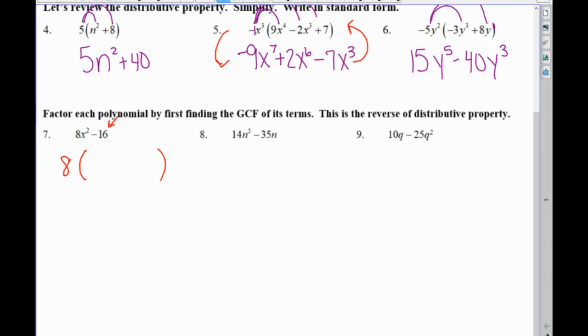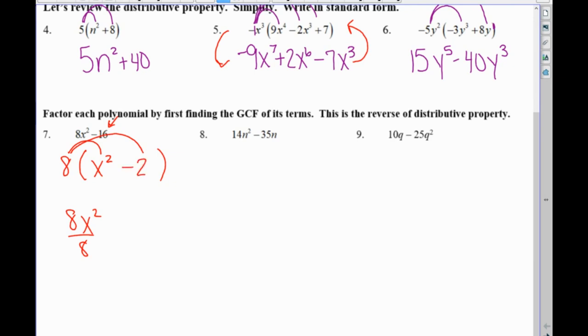Now imagine distributing. 8 times what would give me 8x squared? X squared, right? It's like I'm basically dividing. When you factor, it's like dividing. It's like saying, okay, I have 8x squared. I'm pulling 8 out of that. I'm left with x squared. Now, 8 times what would give me negative 16?